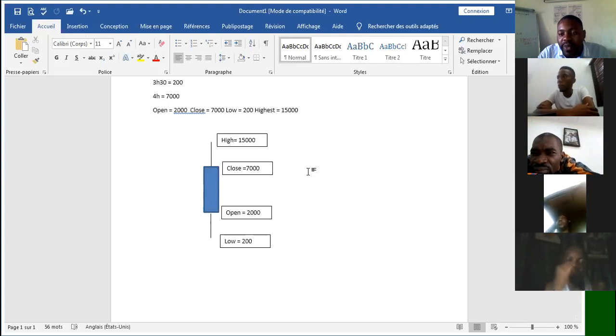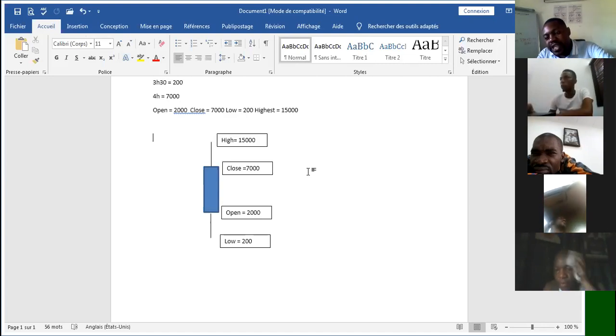When you say you want to make a 1 minute candlestick, it means that after every minute, you have to take a new open price, you take a new close price, you take a new high price, and you take a new low price. So this is our first candlestick.